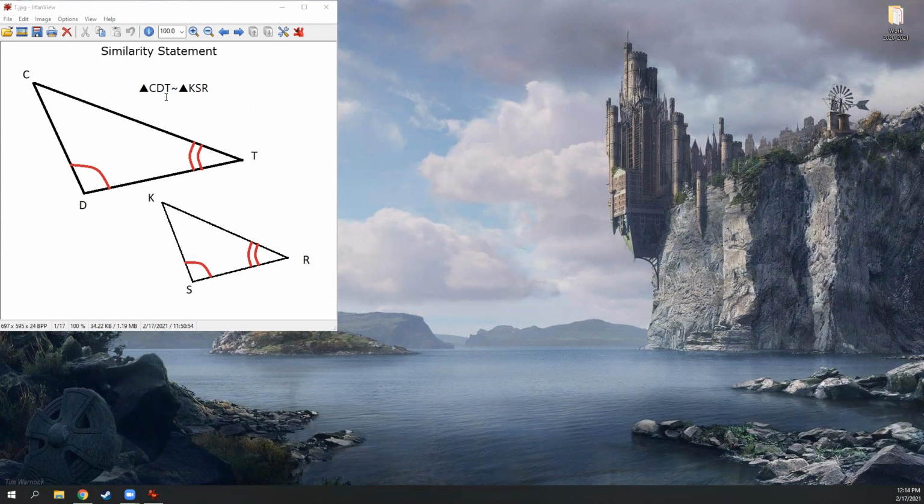So the nice thing about this is just like the congruency statements, the order matters. The order is super important. But once you have this written out, you know that CD, this side, corresponds to KS, this side.